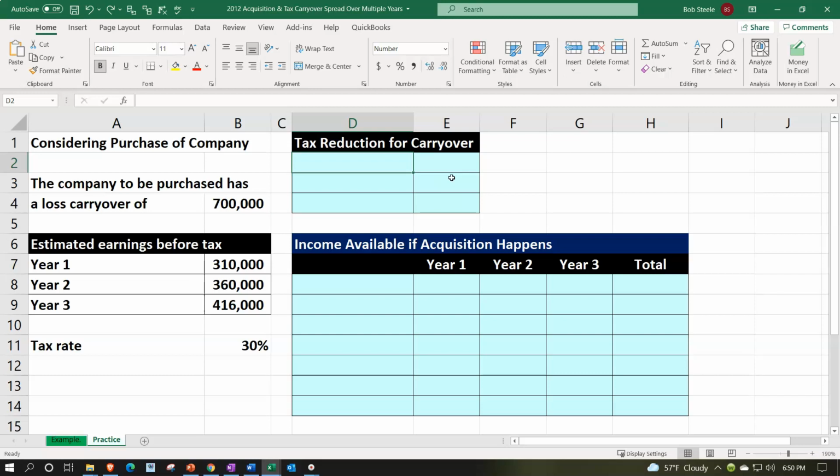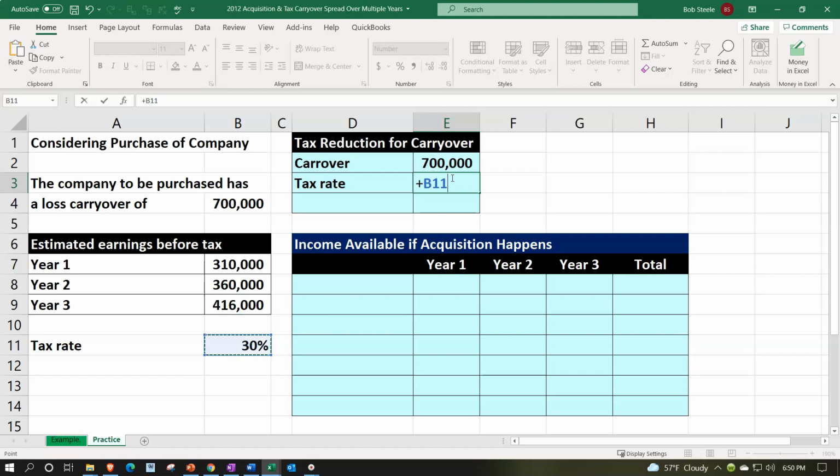We'd have the carryover amounts. My fingers are on the wrong keys. The carryover would be the $700,000. The tax rate, so we're going to pick up the tax rate and say it's at 30%. So if we can access the whole $700,000 of the loss for tax benefits, let's make that a percent by going number tab, percentifying it, font group, underlining it.